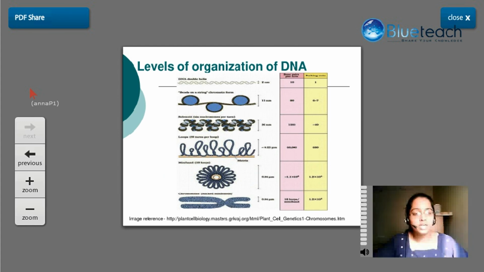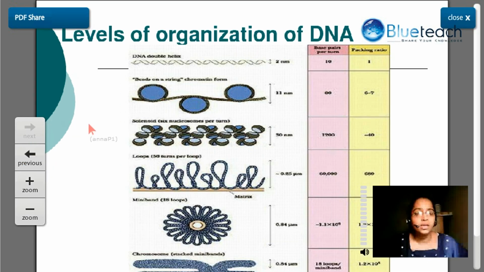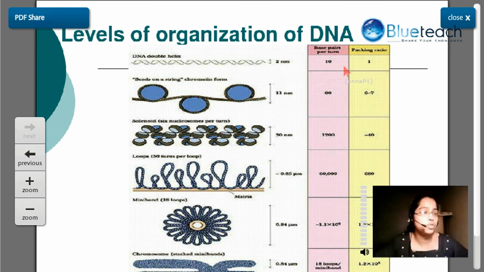This slide shows diagrammatically the various levels of organization. I'll just focus it so that we can view each of the stages. So this is the double helical stage, the initial stage. It is 2 nanometers in diameter, and we have 10 base pairs per turn, and the packing ratio is 1.